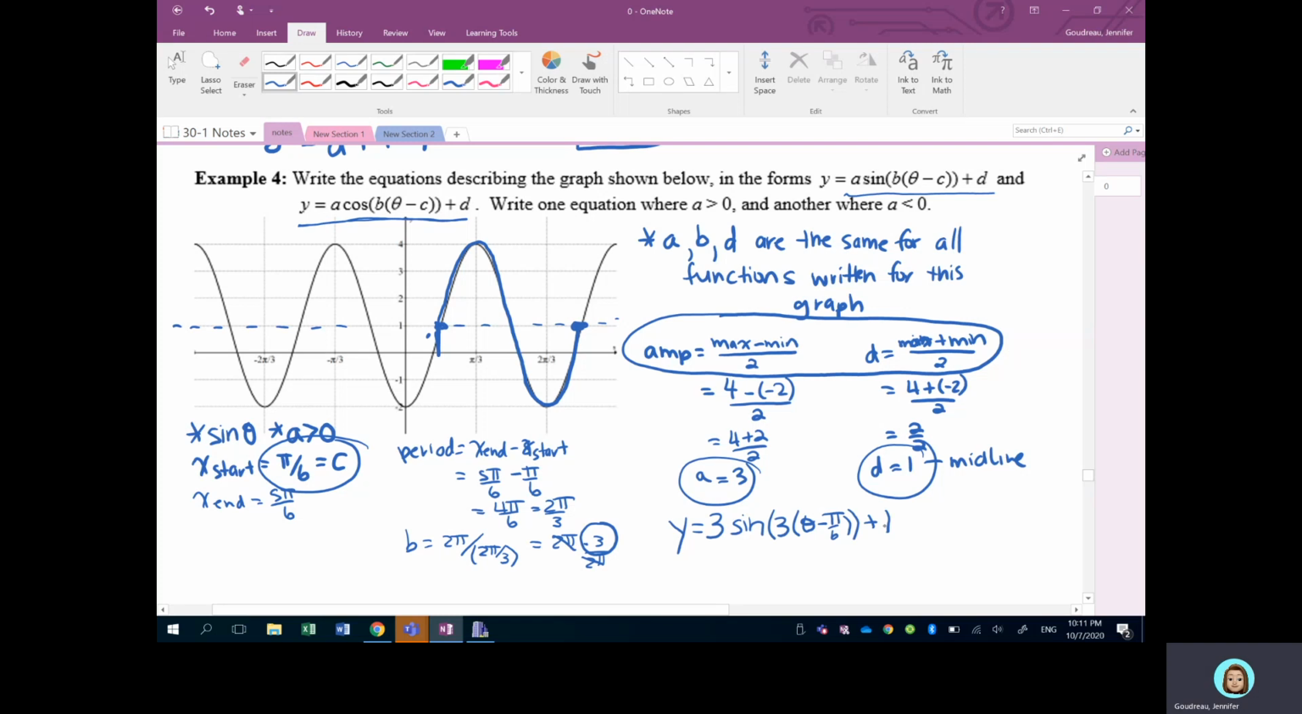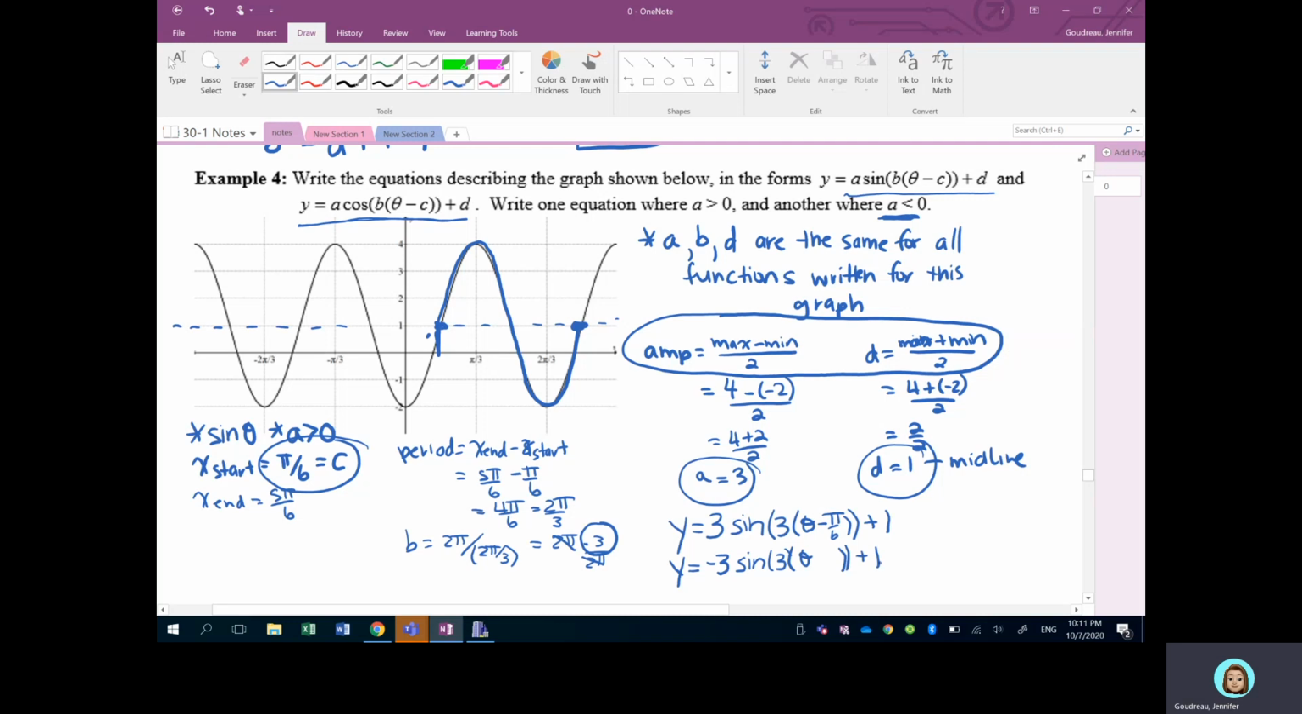Now, we want to do this same thing. We're going to stick with sine, but we want the A value to be negative. So here's what I know. I know A, B, and D are going to be the same. So Y equals, well, it's going to be a negative 3 sine, B is still going to be the same. Theta, something's going to go in here. The C is going to be different, plus 1.